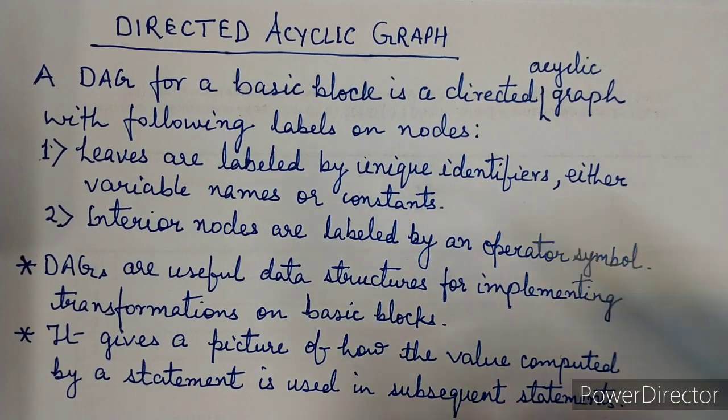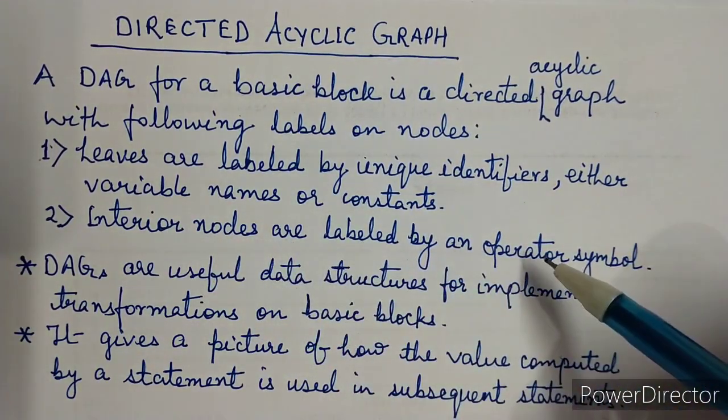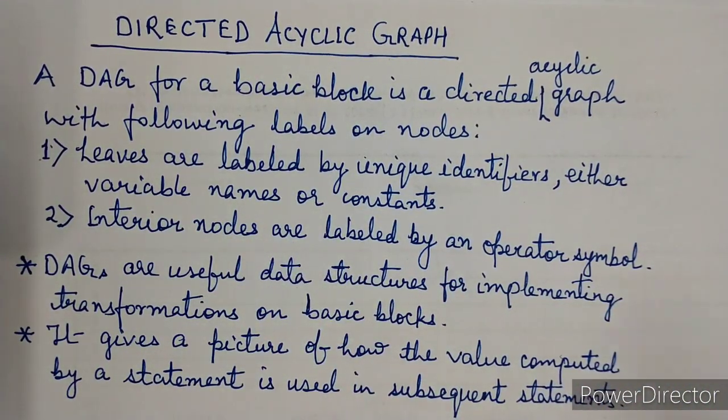How can we represent leaves? Leaves are used for identifiers and interior nodes are used for operators. DAGs are useful data structures for implementing transformation of basic blocks. So what is the use of DAG? We can use DAG for transformation on basic blocks.